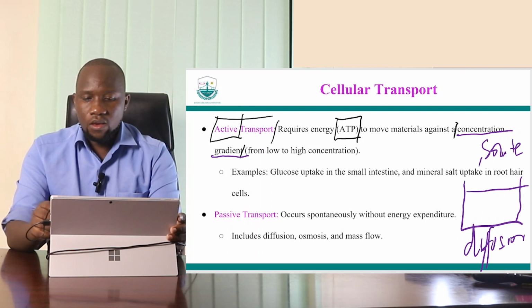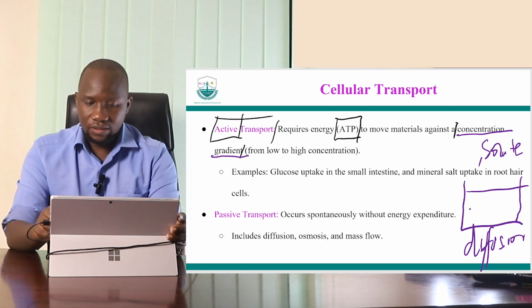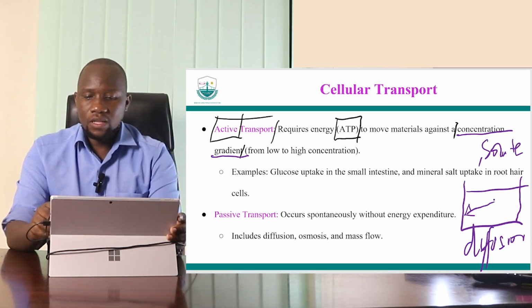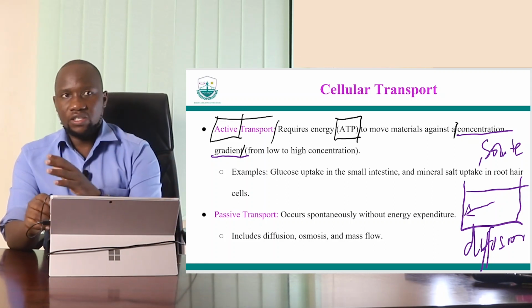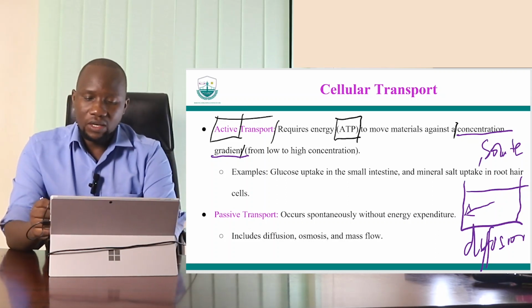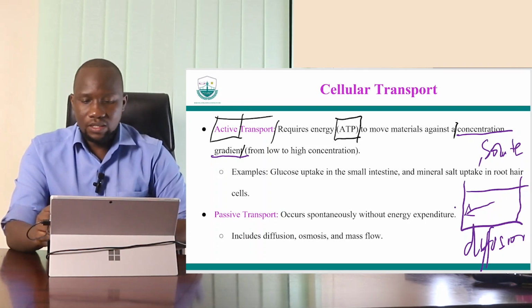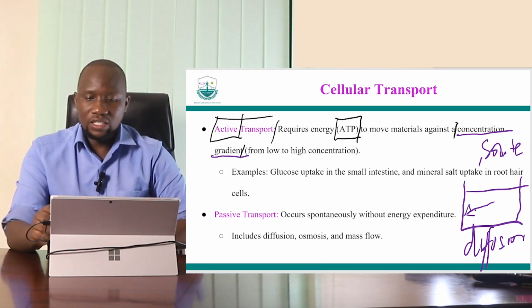So this diffusion is along the concentration gradient. This is to say that the particles of this colored solute are diffusing from areas where they are highly concentrated to areas where there is a low concentration. That is what we call along the concentration gradient.